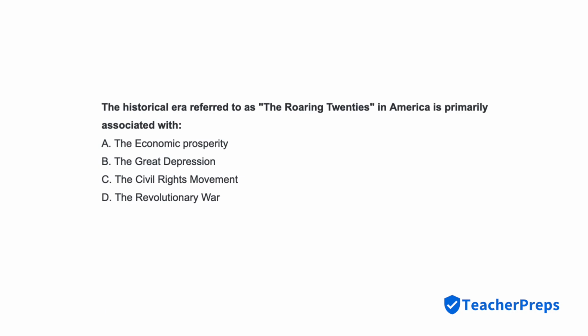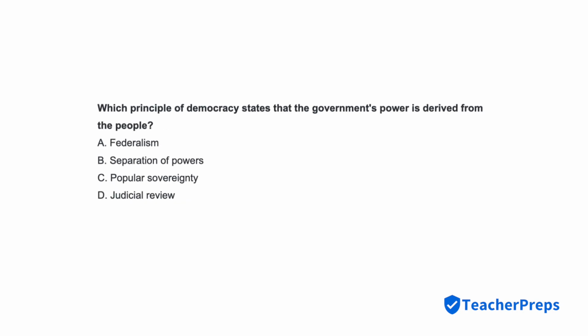The historical era referred to as the Roaring Twenties in America is primarily associated with, correct response, letter A, the economic prosperity. Which principle of democracy states that the government's power is derived from the people? Correct response, letter C, popular sovereignty.